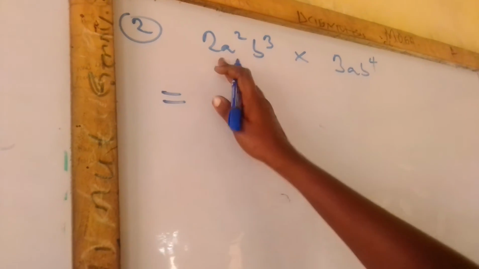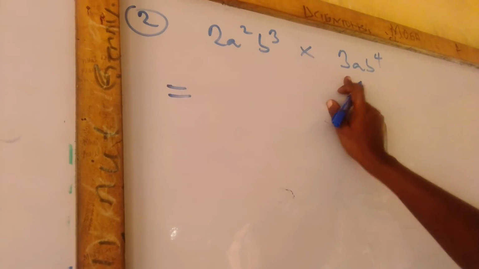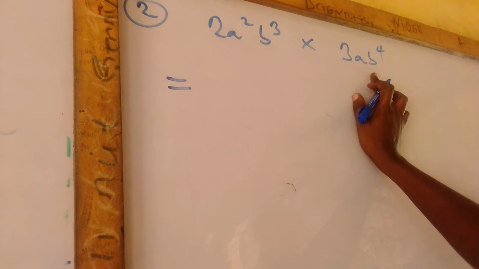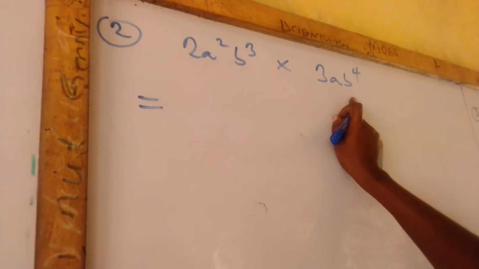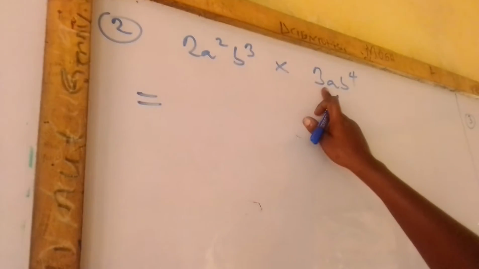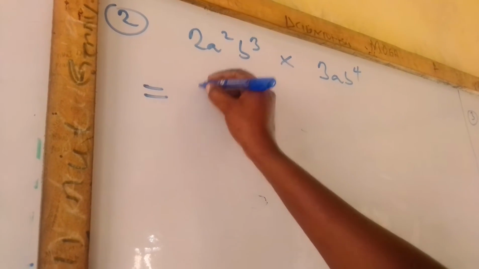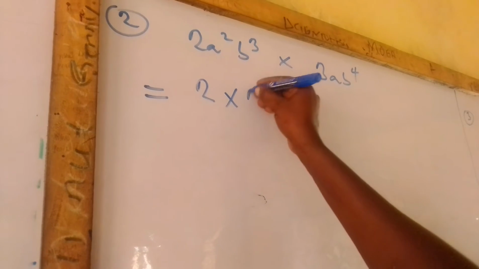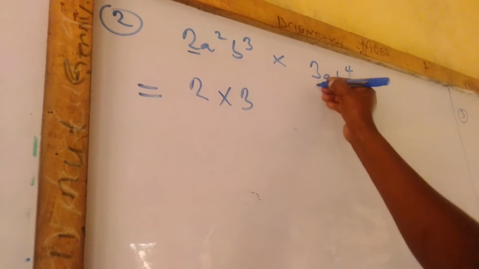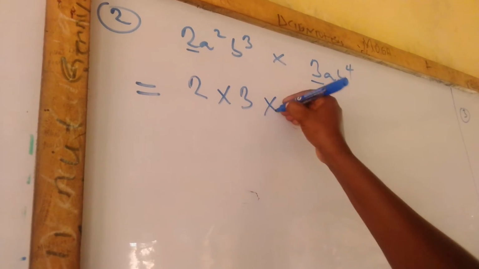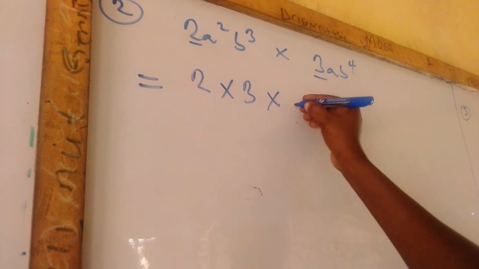We are going to have numbers with numbers, alphabets with alphabets. We start with the number: 2 times 3. 2 and 3 are the numbers, multiplied by the alphabets we are having.